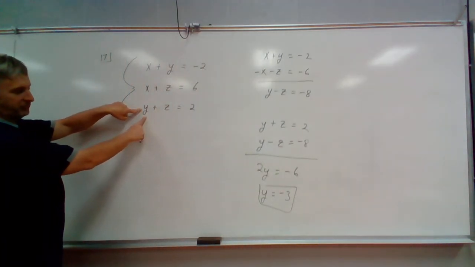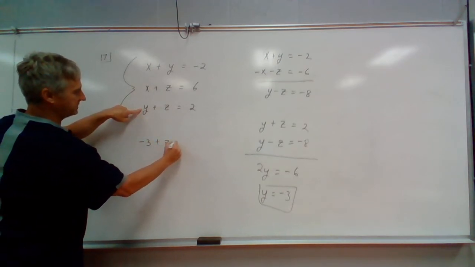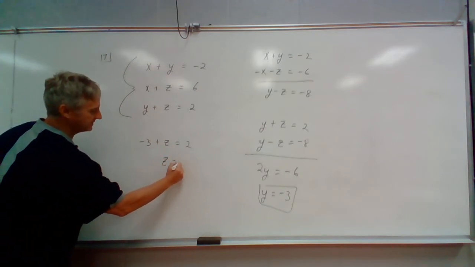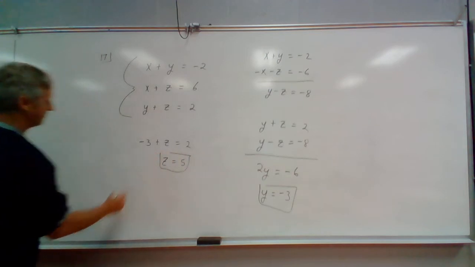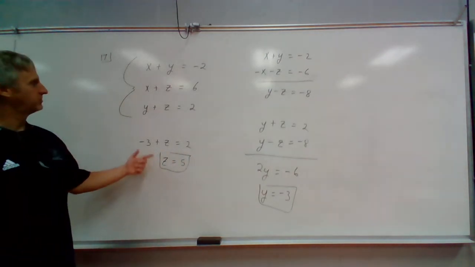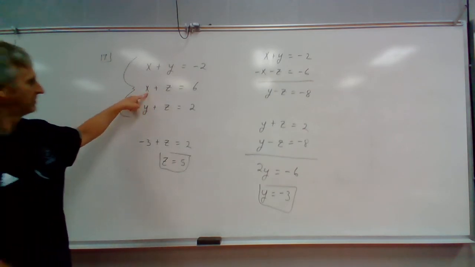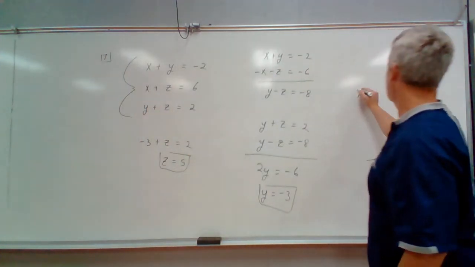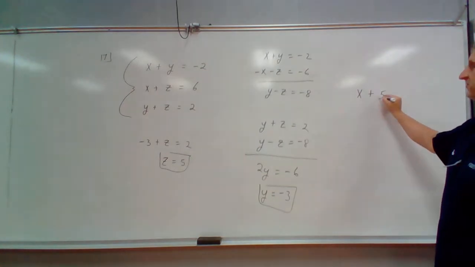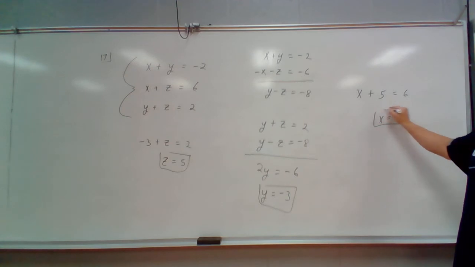So if I put -3 in for y right here, I'll have -3 plus z is equal to 2. Add 3 to both sides, and I get z is equal to 5. So now I know y and I know z. I should be able to figure out x pretty easy. So let's use this equation. I'm using the second. I have x plus, I know what z is, it's 5. So x plus 5 is equal to 6. Subtract 5 from both sides, I get x equals 1.